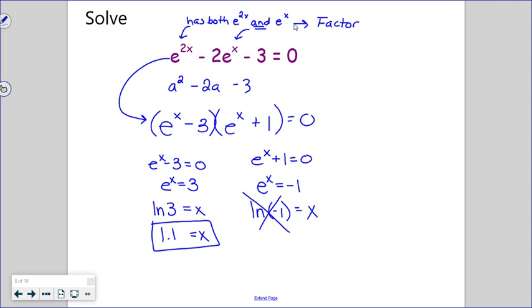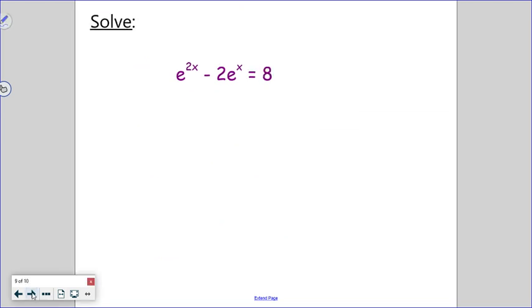All right, then I'm going to let you try this one on your own once I get you started on the first step. Okay, so e to the 2x minus 2e to the x equals 8. What do I need to do first? Subtract 8, right? When we factor, it has to be equal to 0 before I start factoring. So go ahead and subtract 8, and you guys go from here.